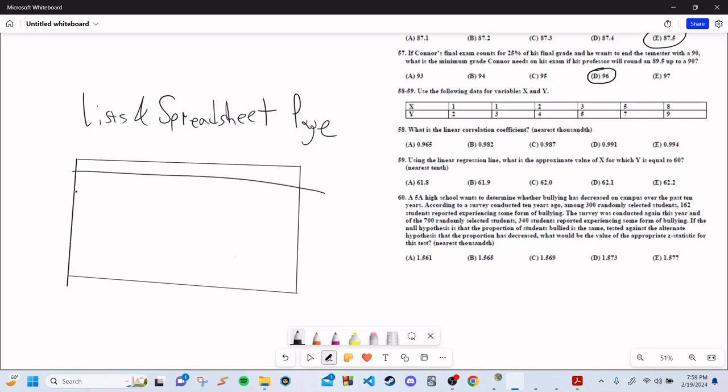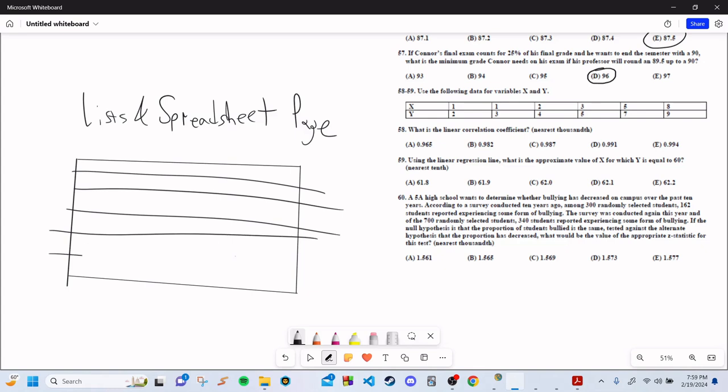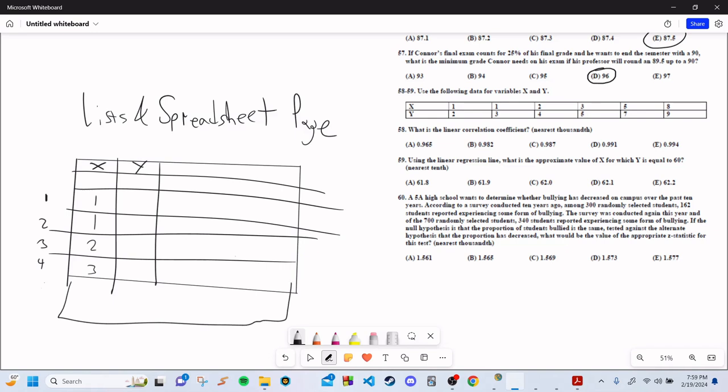And so it kind of looks like this. So you're using these two columns, you're going to want to name the top of the first column X and the top of the second column Y. And then down here where cells 1, 2, 3, 4, and 5 and so on are, you're just going to list everything in the X column, so all of these values, and everything in the Y column, which would be all of these values.